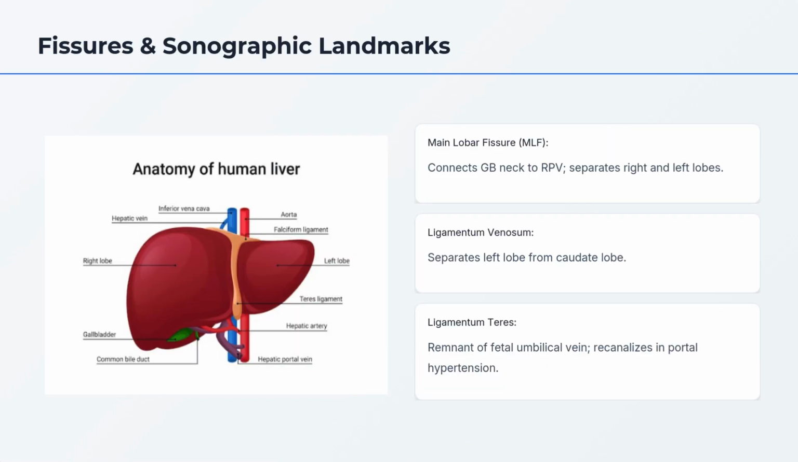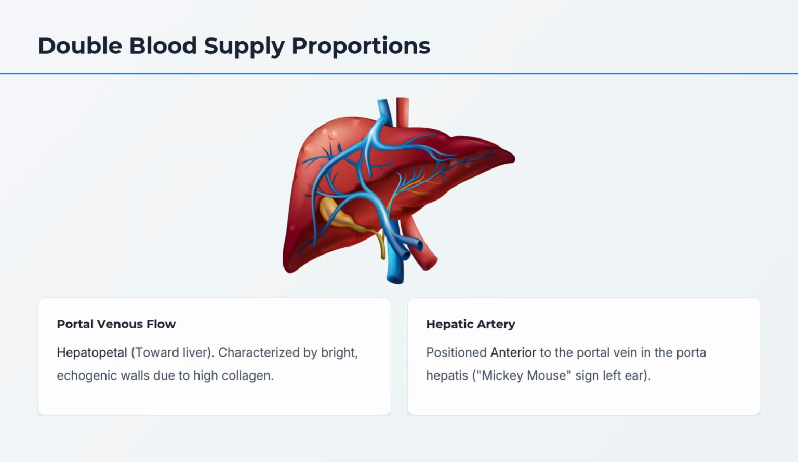The key sonographic landmarks include the main lobar fissure, which connects the gallbladder neck to the right portal vein and separates the right and left lobes. The ligamentum venosum separates the left lobe from the caudate lobe. And finally, the ligamentum teres is a remnant of the fetal umbilical vein that may recanalize in cases of portal hypertension. The liver has a unique blood supply.